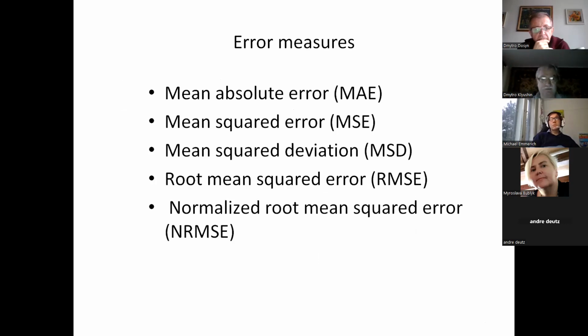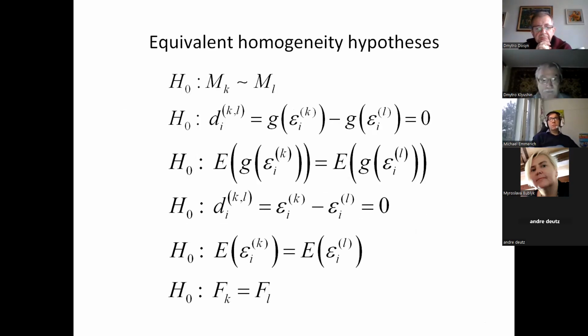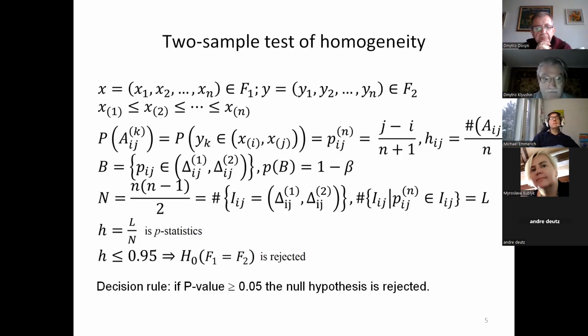There are several error measures for forecasting models. In particular, mean absolute error, mean square error, mean square deviation, root mean square error, and normalized root mean square error. The equivalent homogeneity hypothesis is formulated in the following way.